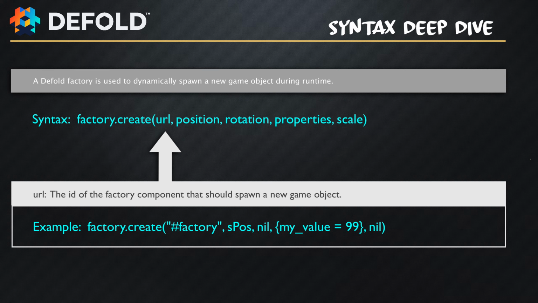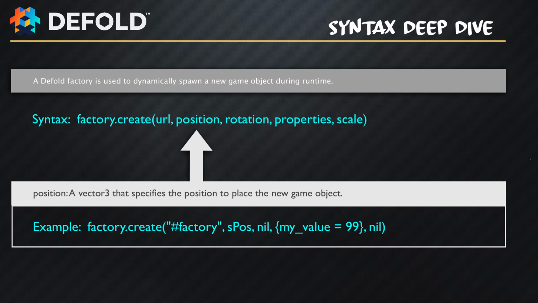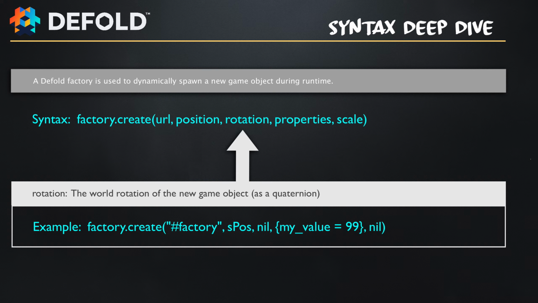The factory.create function includes the following parameters. The URL is the ID of the factory component that would spawn the new game object. The position is optional. That's the world position of the new game object. This would be in a vector3 format component. Rotation is also optional. That would be the world rotation of the new game object. This would be in a quaternion.